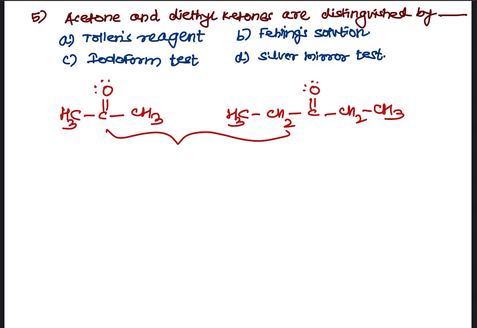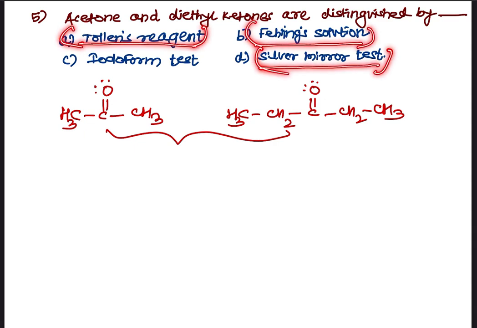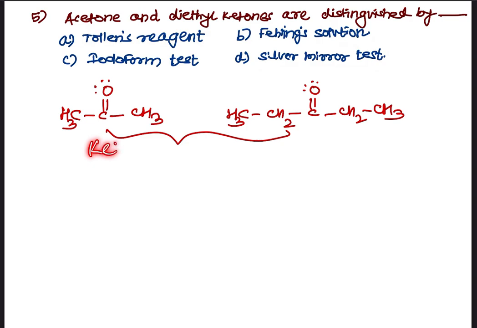Why? Because Tollens reagent, Fehling's solution, and silver mirror test, these oxidizing agents are used to distinguish aldehydes and ketones, but here both are ketones. So definitely answer is what? Iodoform test. इसका आंसर है iodoform test.